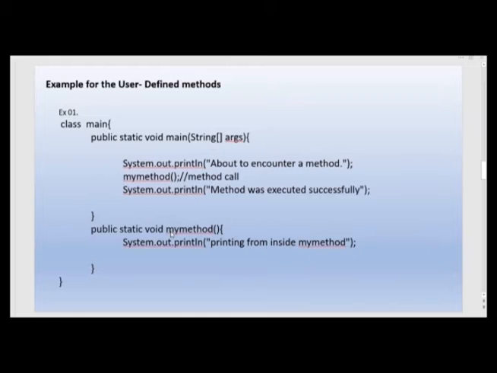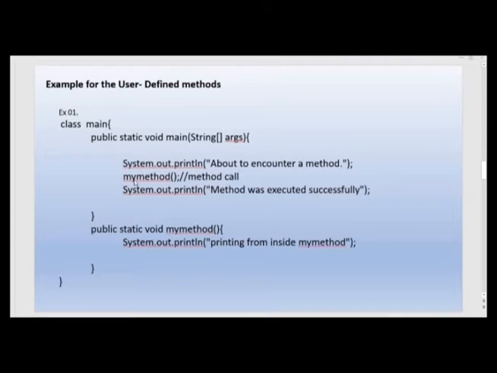This is the example for the user-defined method. Class Main. Main is the name of the class. There are two methods, a user-defined method and a standard library method. The execution of every Java program begins with the main method. Therefore, we look at the main method. Inside the main method, there are three statements. The first statement prints on the screen, then go to the second one. The second one is the method calling. This is the syntax for the method calling.